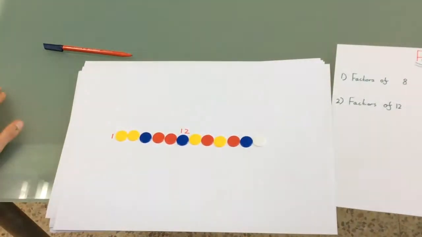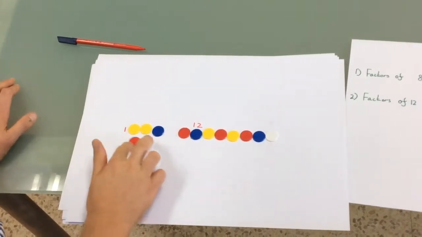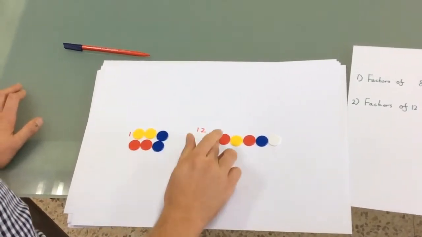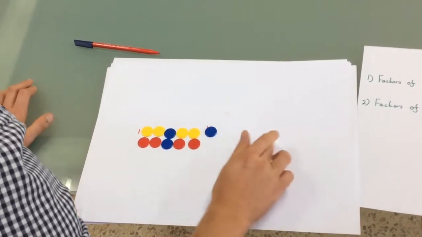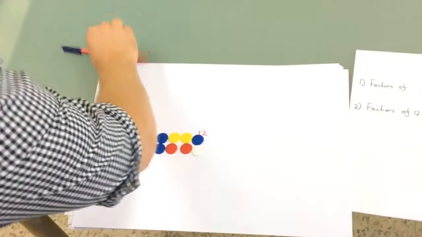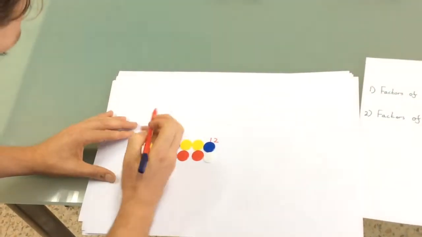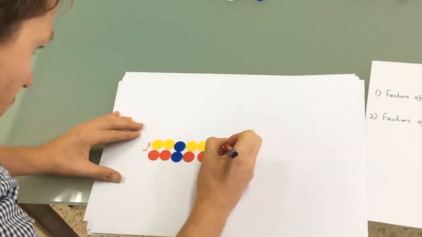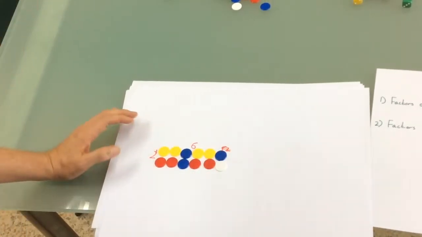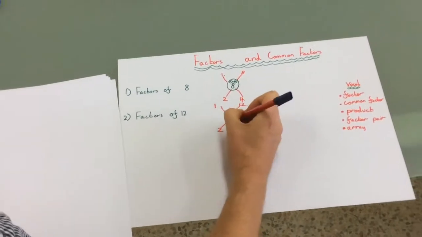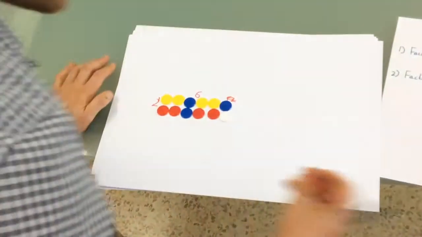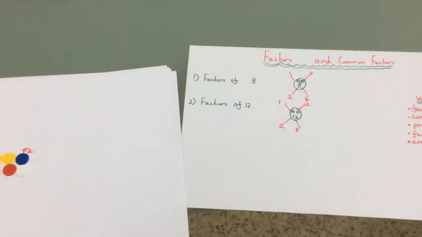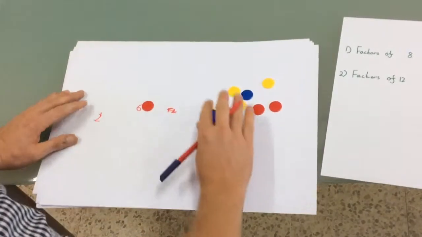Is there any other factors for 12? Let's have a look. Well, can I make any other arrays? Can I make any other rectangles? Oh, we've got one here. So here it makes a rectangle, and so we've got 2 and 6. So 2 and 6 are factors. They're a factor pair of 12, because when I multiply 2 and 6, the product is 12. Any other ways? Let's have a look.